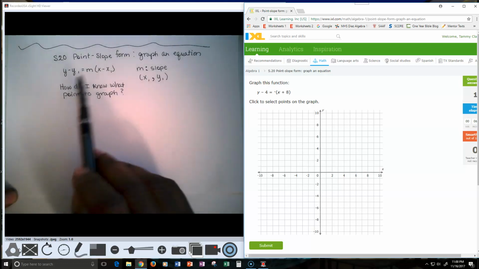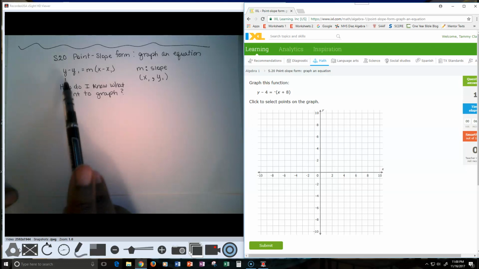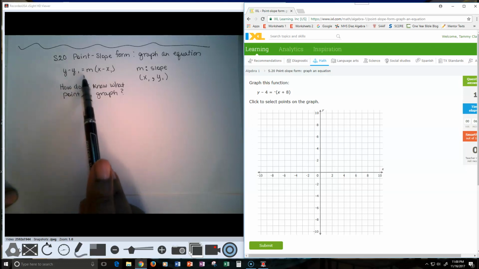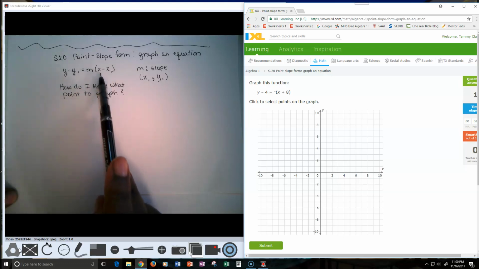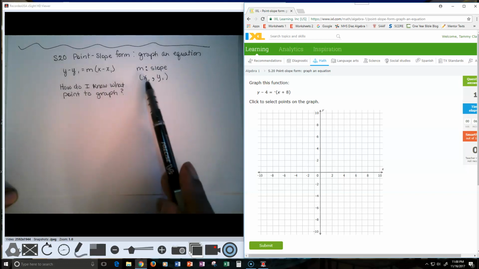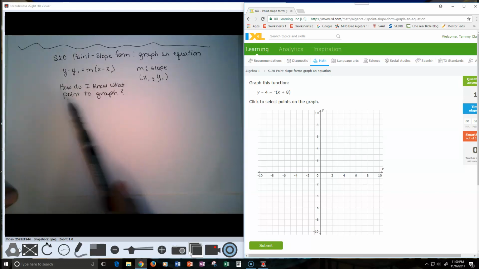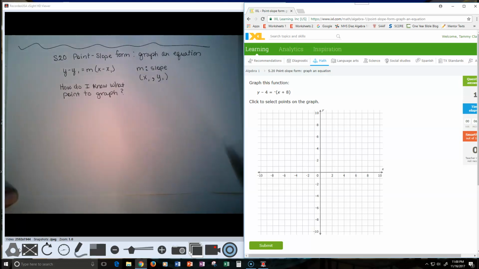So what I did was I wanted to remind you of the formula for point slope. We have y minus y sub 1 equals the slope multiplied by x minus x sub 1, where m is the slope, and the x sub 1 and y sub 1 are the actual point on the line. And we're going to discuss, how do I know what point to graph?